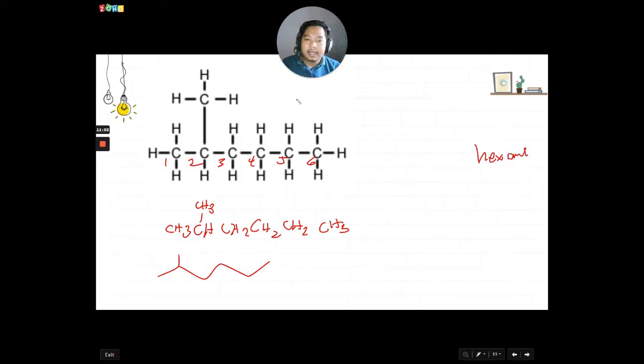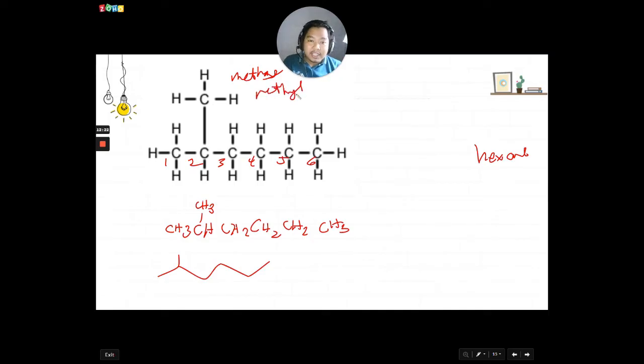However, I have an attachment here, an attachment which is a methane. So this is a methane. Sir, bakit naging methane? That's one carbon with hydrogens attached to it. So that's a methane. But since it is attached to a parent chain, we cannot call it a methane. Attachments are replaced with the YL suffix. So instead of having methane, this becomes methyl.